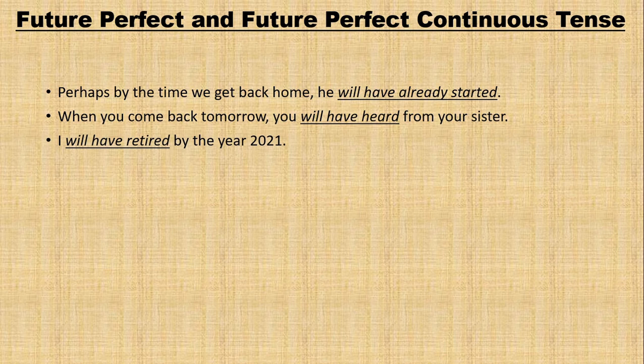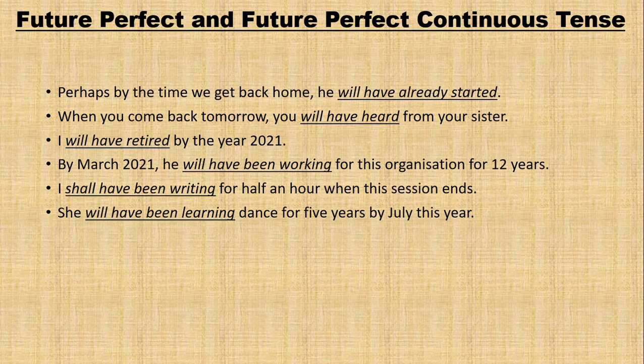Okay. Now let's discuss the second and the last topic for today. That is, if you want to indicate the duration of an event at a specific time in future, you can use future perfect continuous tense. For example, by March 2021, he will have been working for this organization for 12 years.